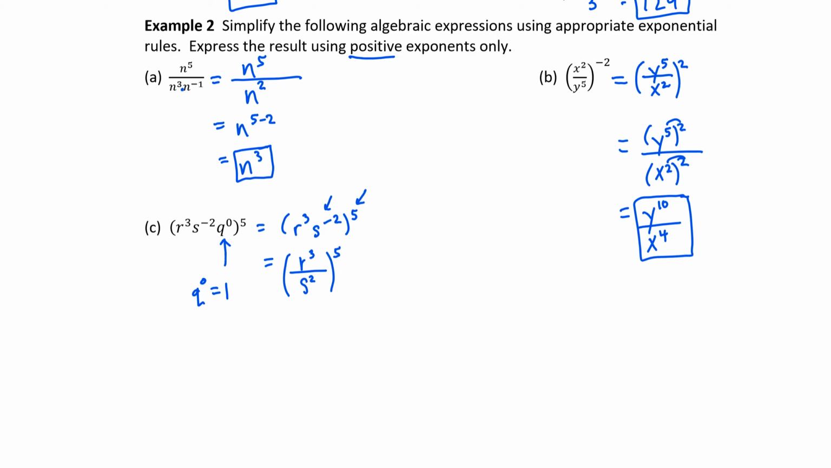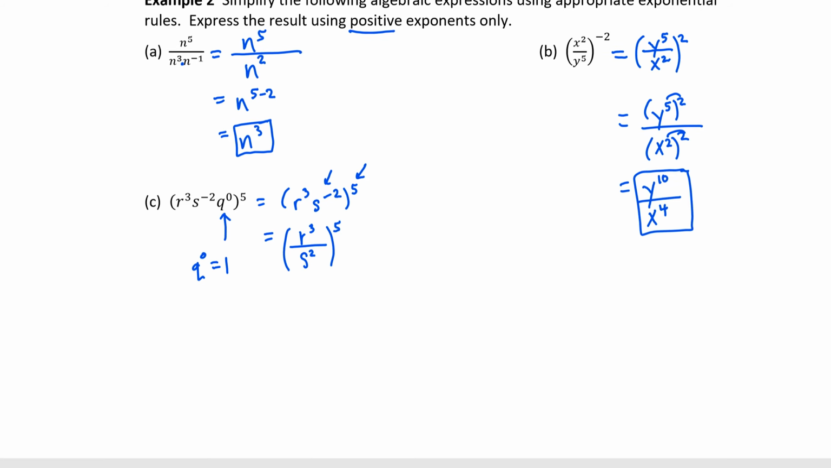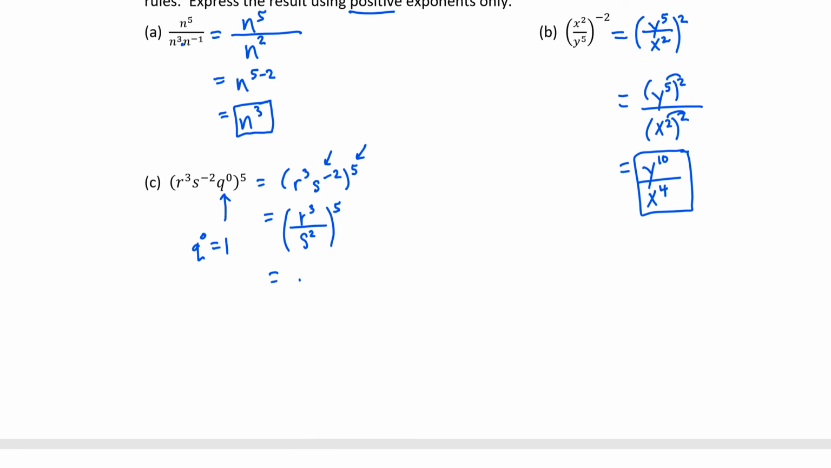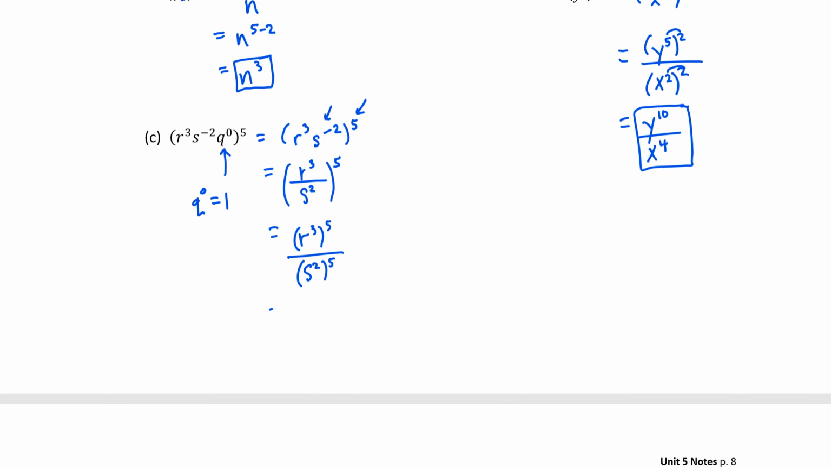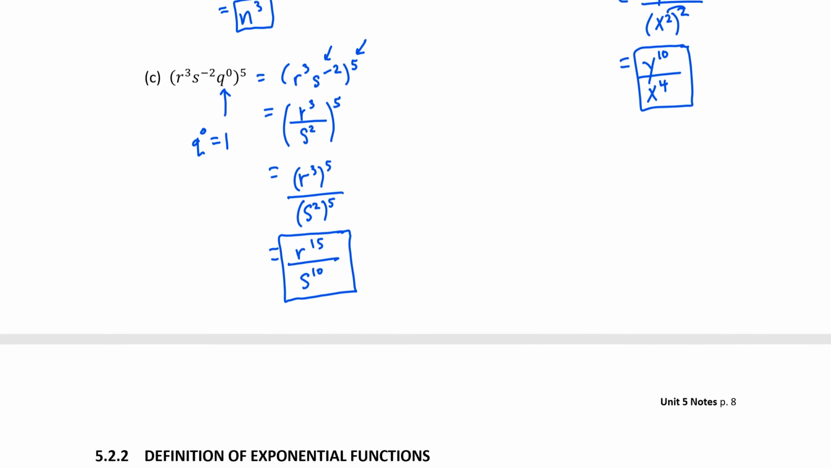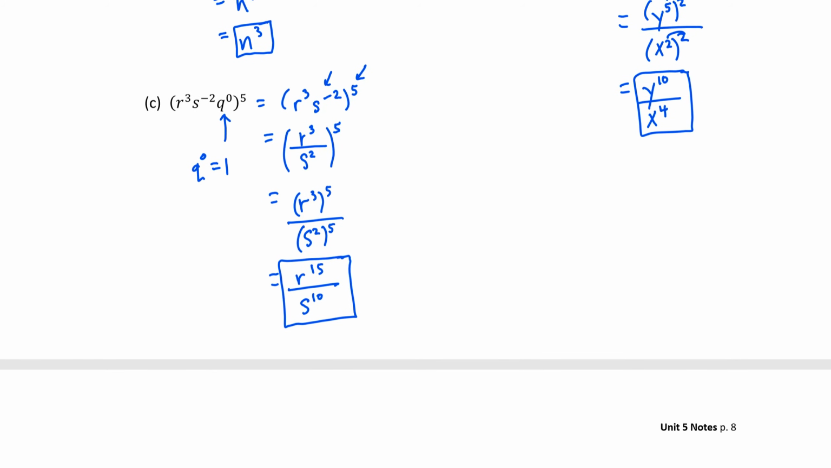Then we're back to our situation we had on example B. We can go ahead and distribute that outside exponent to each part of the fraction. And then we realize we're raising successive powers in both the numerator and the denominator. So we can multiply the powers on the top to get r to the 15th, multiply the powers on the bottom to get s to the 10th. There are no negative exponents. Everything's been completely simplified, so we know that we are finished with that problem.